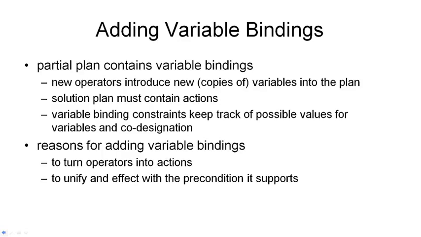The next component of a partial plan to consider are the variable bindings. We've already seen that every time we add a new instance of an operator to our plan, we introduce a new copy of the variables of that operator into our plan. But of course, our solution plan must contain actions, which are fully ground instances of operators. The variable bindings simply help us to keep track of the possible values for all these variables that we're introducing into our plan with the new actions.